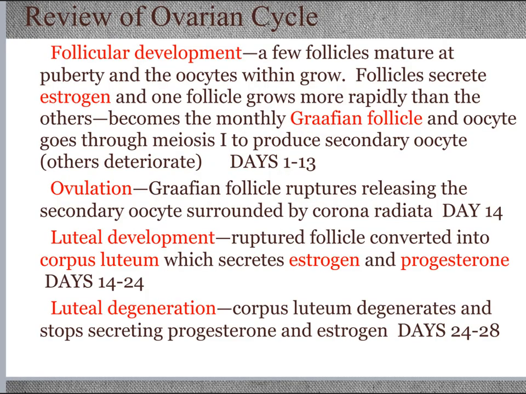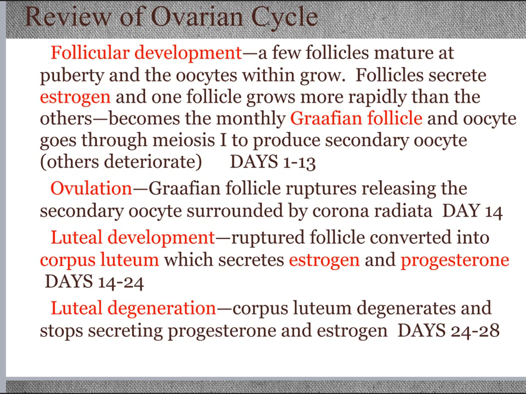Our next few slides are going to summate what we just talked about in our previous charts. So let's review our ovarian cycle. We have one, follicular development. A few follicles mature at puberty, and the oocytes within grow. Follicles are going to secrete estrogen, and one follicle grows more rapidly than the others, becoming the monthly Graafian follicle, and the oocyte is going to go through meiosis 1 to produce the secondary oocyte, while the others are going to deteriorate. This takes about 1 to 13 days. At day 14, we have ovulation. The Graafian follicle will rupture, releasing the secondary oocyte surrounded by the corona radiata.